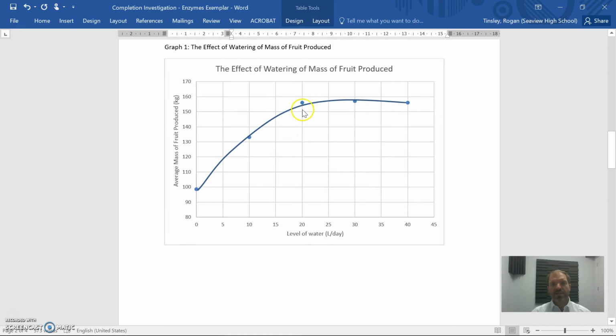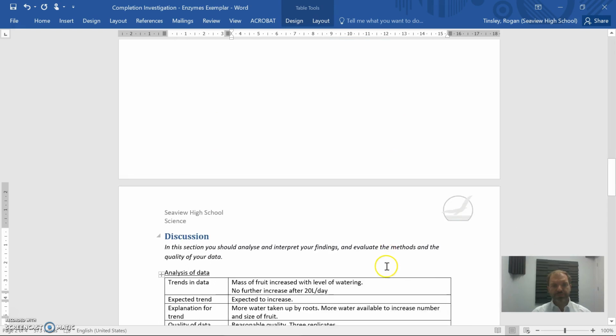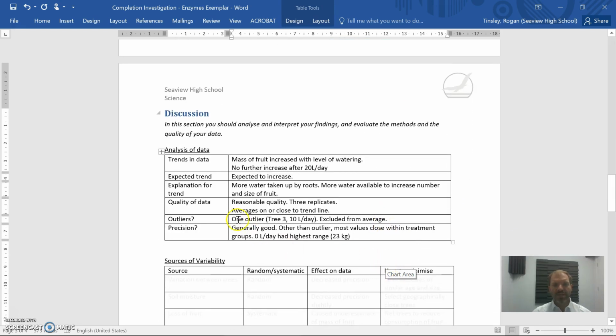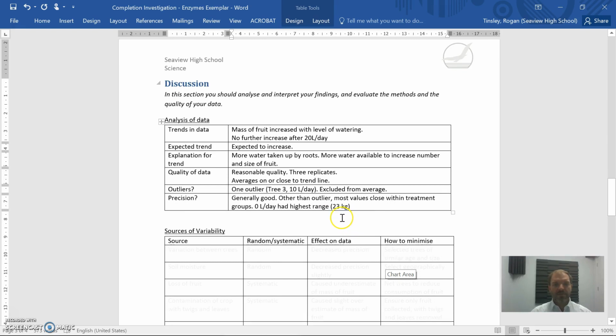So you can see that some of these don't quite meet that trend line, but generally they're pretty close. This is also an opportunity to talk about the outlier. Obviously that tree at 10 litres per day was excluded from the average. You'd want to talk about that in your discussion. And the precision. When you're talking about that, actually refer to your data. So they're generally good other than that outlier. Most values were close within the treatment groups.